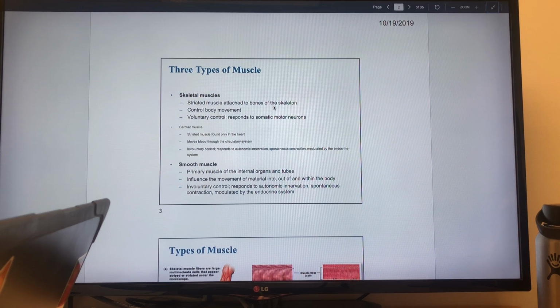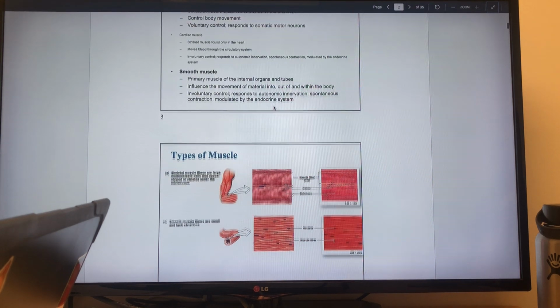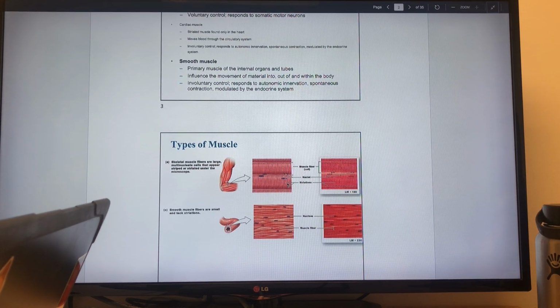Now, skeletal muscles are striated and multinucleated cells. There's actually a really good picture right here that shows what I mean. It's close to the bicep. It shows a striation and it's multinucleated, so you can see there are multiple nuclei intermingled with one another, and they can communicate.